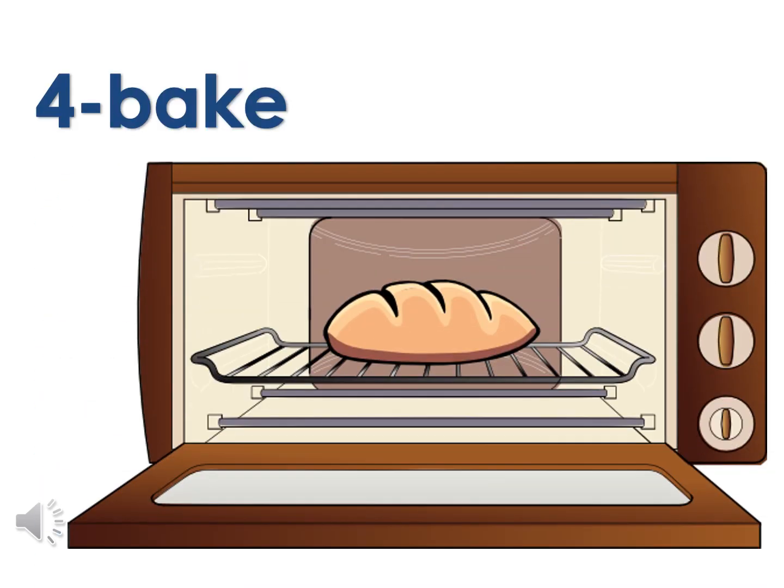What's step number four? Step number four is to bake the dough. Then once again, number one, mix all ingredients. Number two, knead. Number three, shape. And number four, bake. Bake is to get the dough and put it inside the oven. Bake. B-A-K-E. Bake.